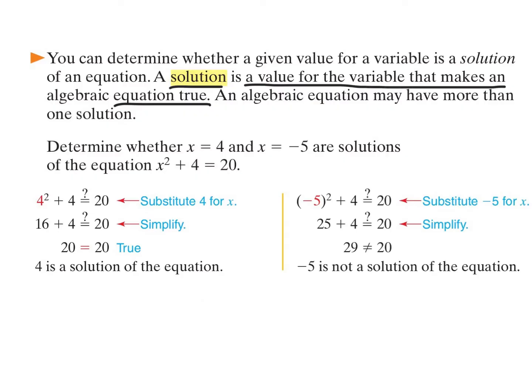One thing we do need to know about is what it means for finding a solution of an equation. So a solution is a value for the variable that makes the equation true. It's a number we could put in place of the variable that makes the equation work. Some equations could have more than one solution. The ones we're going to talk about for now mostly will only have one solution.